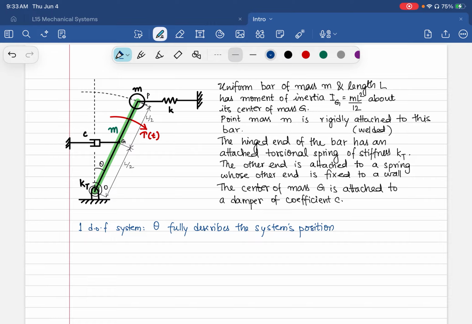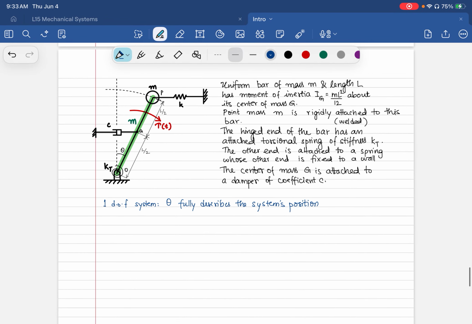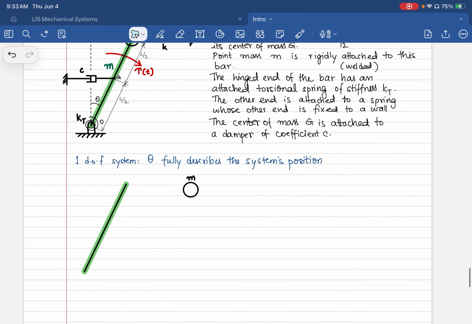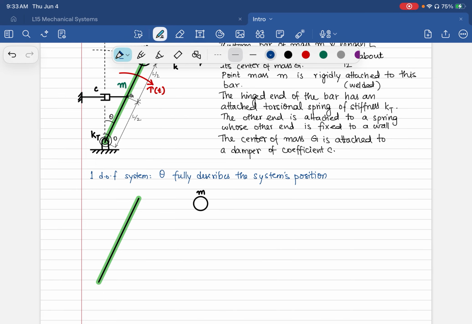You'd have theta dot for its velocity. Let's now do the kinetic diagrams first. So this here is the uniform bar, and then we have that mass m. Okay, so let's start with the mass m.